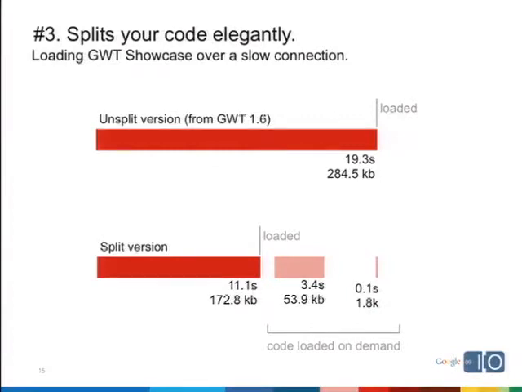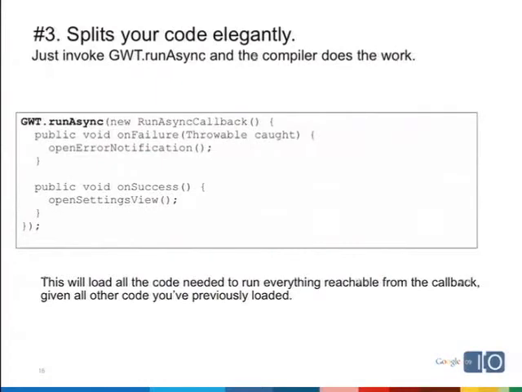So what does it actually look like to do this? It's really straightforward. Obviously, you have to load code, so anytime you need to load something from the server, we want that to be asynchronous for a number of good reasons. It is the right thing to do in the browser. So we turn this into an asynchronous call. You give it a callback. Previously, you would have called open settings view here. Now you just wrap it in an asynchronous callback. This code is now being split by the compiler.